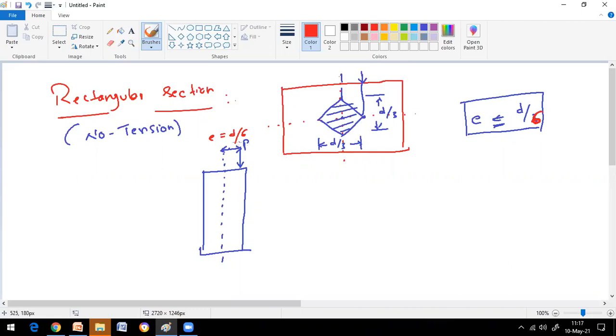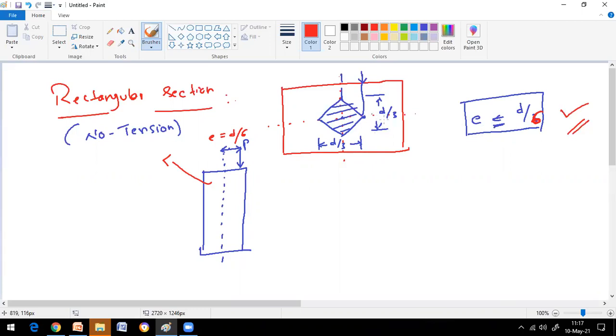So when you maintain the eccentrical distance as d/6 from the point load P, you can achieve no tension in the rectangular section. If it crosses d/6, there will be a possibility of reversal of stresses in the rectangular cross sectional column. Does everyone understand? Is this clear? Very important, this formula. How did we get this, sir?